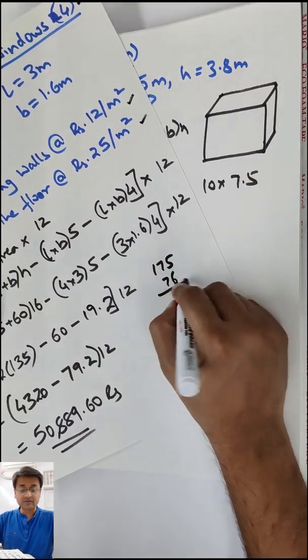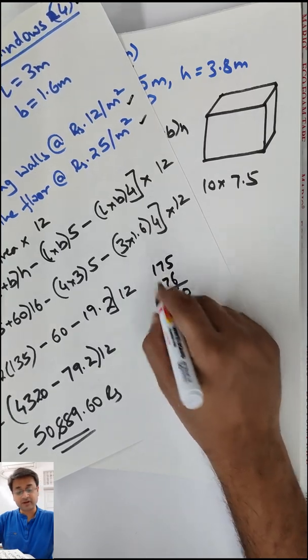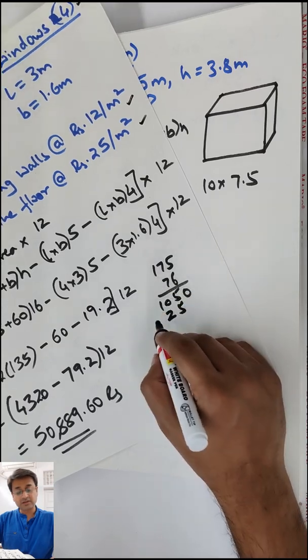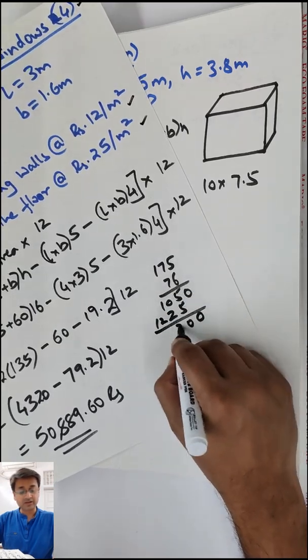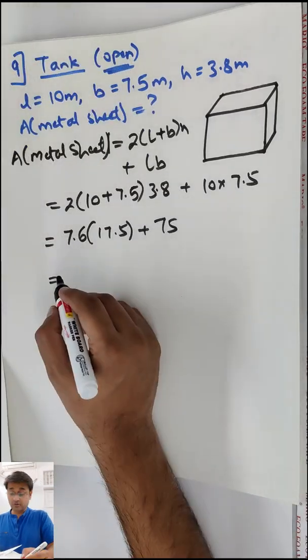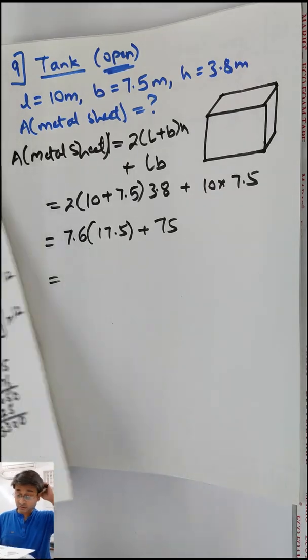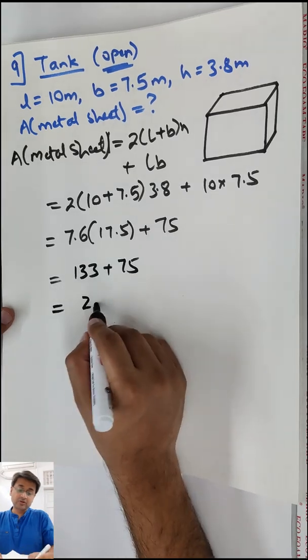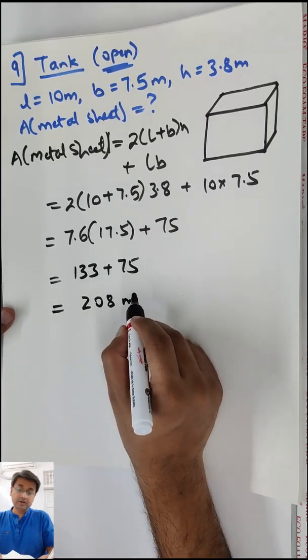So 175, 76, 30, 45, 9, 10. Okay, 35, 45, 52, 7 plus 5, 12. So 0, 10, 3, 3, 1. I don't know if I'm correct, and 2 decimals. So it should be 133 plus 75. So 208 meter square.